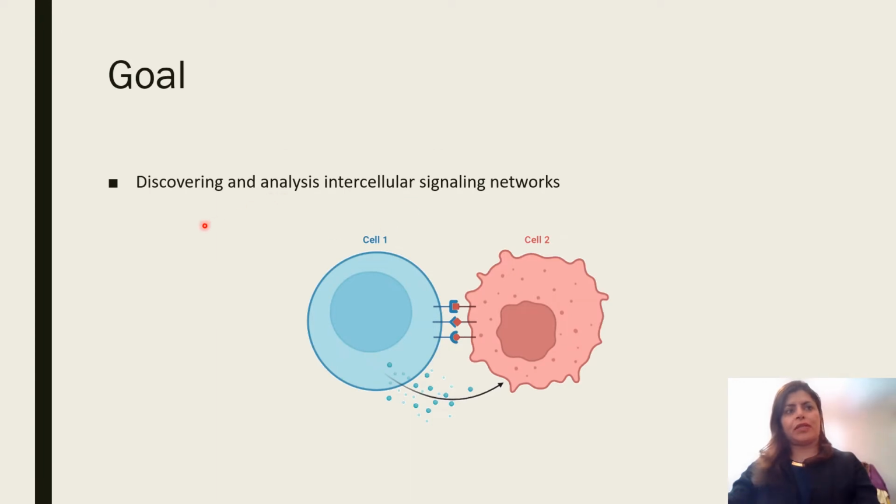The main goal of this study is discovering and analyzing intercellular signaling networks. As we know, intercellular communication allows cells to communicate with each other in response to changes in their microenvironment. This ability to send and receive signals is essential for the survival of the cells. So identifying and quantifying intercellular signaling pathways has become a major problem in computational biological studies.